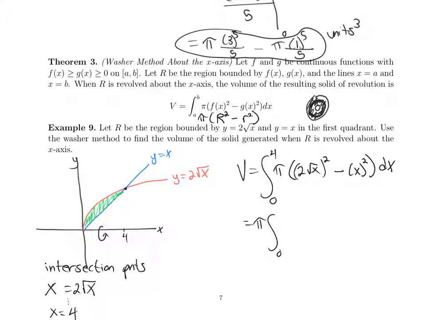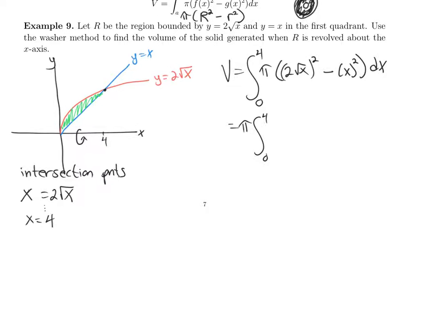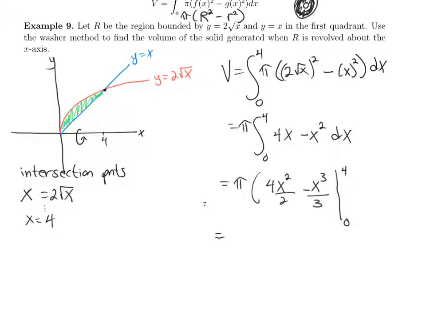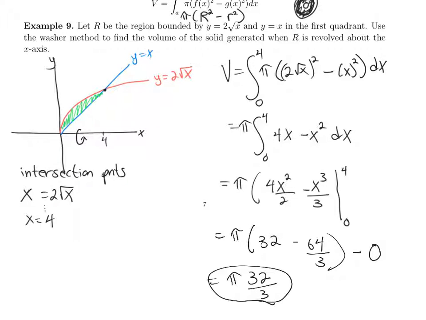I'm going to bring the pi on the outside again. It's a little bit easier to integrate that way. That's all there is to that. And then I'll have 4x minus x squared dx, which is a total of pi times (4x squared over 2 minus x cubed over 3), evaluated from 0 to 4. So I will have pi times (32 minus 64 thirds minus 0 when I plugged in 0). So we will get a total of pi times 32 thirds once we combine those like terms. Again, units cubed because we found a volume here. All right, so those are our 3 different methods. Ta-da!